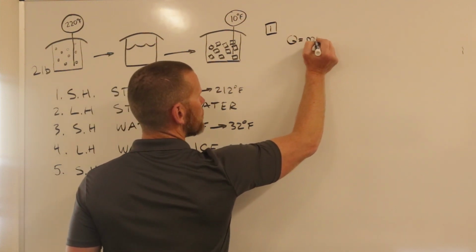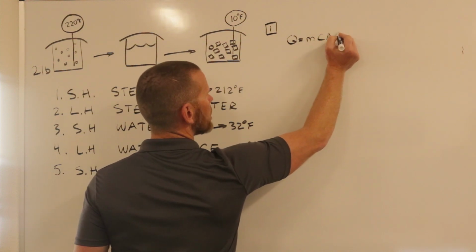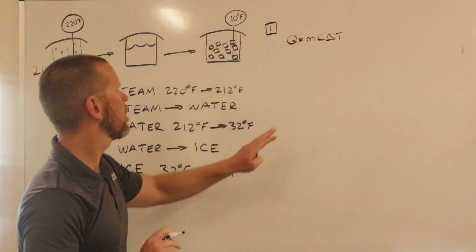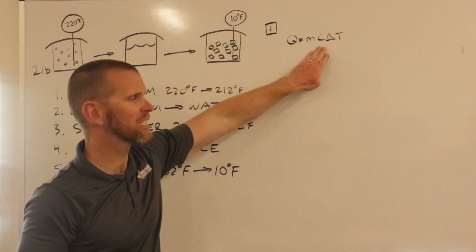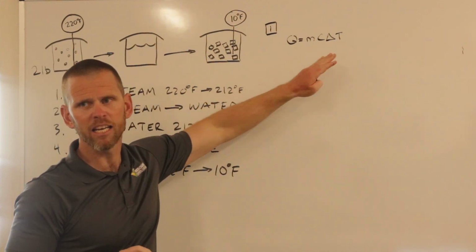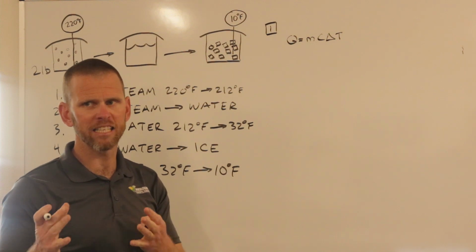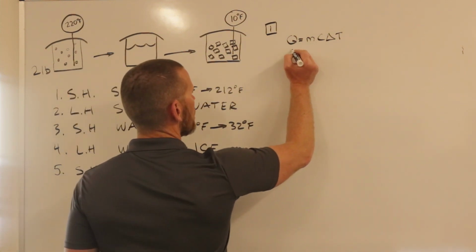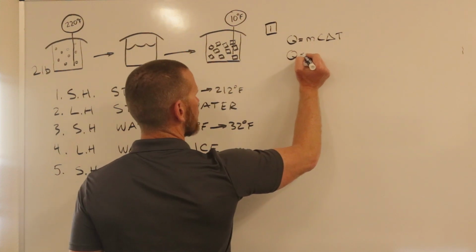Q equals mc delta T. We're dealing with steam here, and so it's important to recognize that the specific heat of steam is 0.5. It's half of the specific heat of water, so that's important to know. Once we know that, though, we can just plug in everything else.